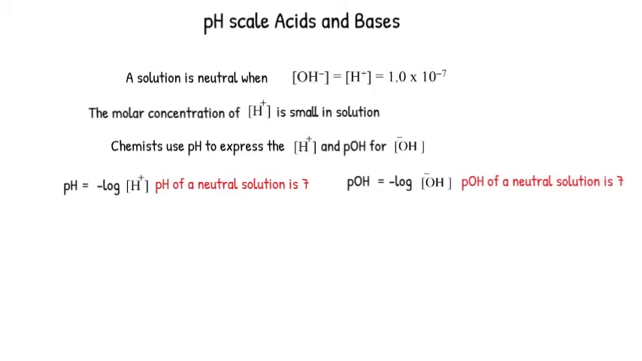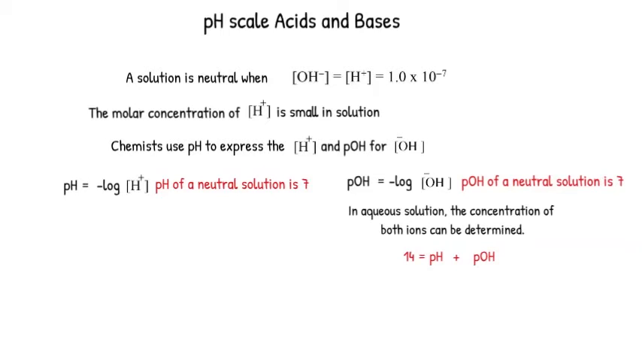is also 7. In aqueous solution, the concentration of both hydronium ion and the hydroxide ion can be determined using the formula 14 is equal to pH plus pOH. This formula is derived from the ion product constant Kw, which is equal to the concentration of the hydronium ion times the concentration of the hydroxide ion. The product of these ions' concentration is equal to 1.0 times 10 to the minus 14.